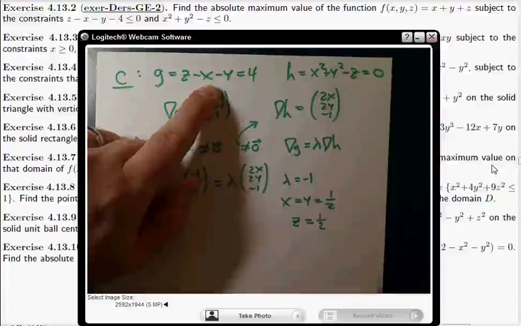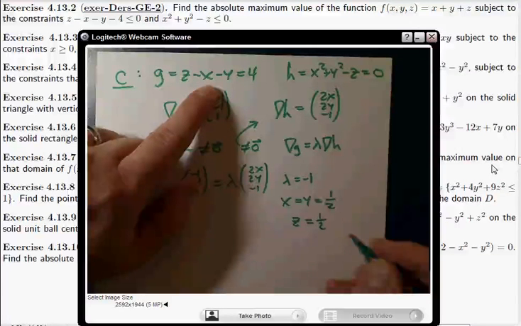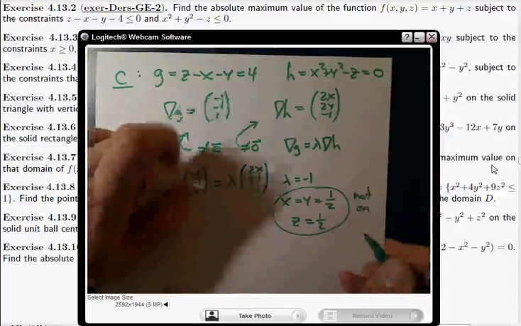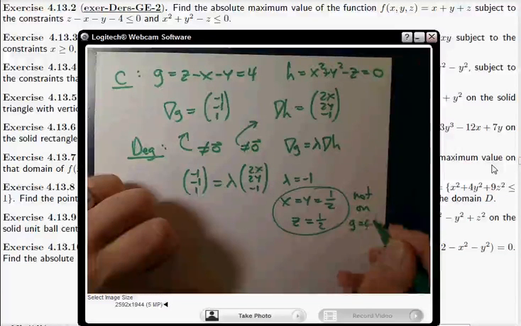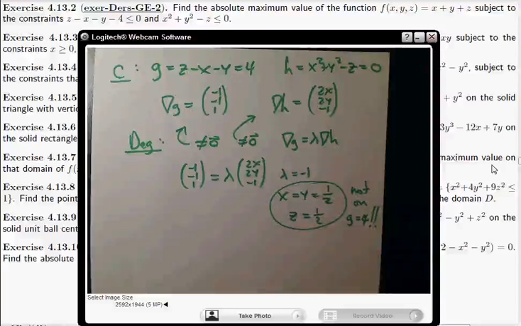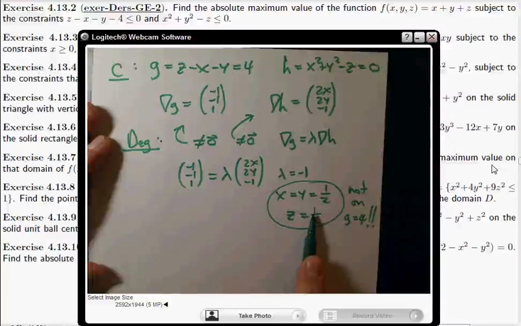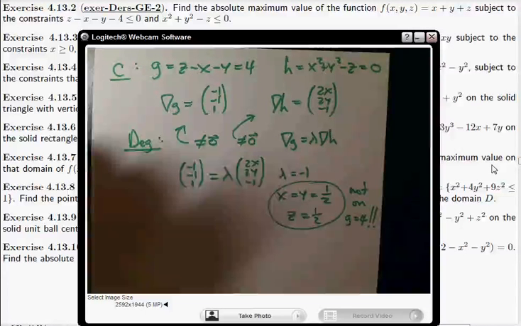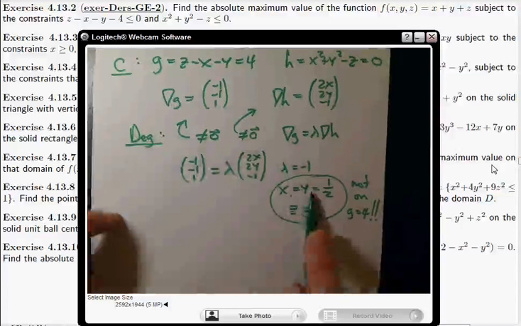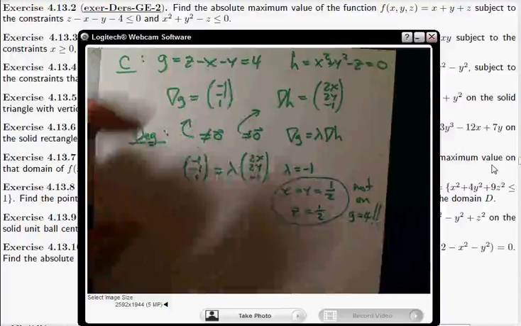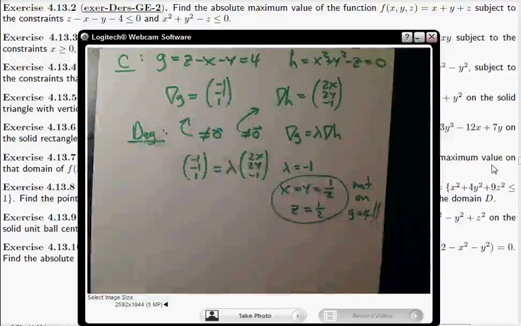Not on G. So ultimately, it kind of looked like we'd found another degenerate critical point, but no, that's a point that's on this surface, not on this curve. And you could have gone the other way. You could have found, for these values of x and y, the corresponding point on this surface, but it's not on this surface, and therefore, again, not on the curve.